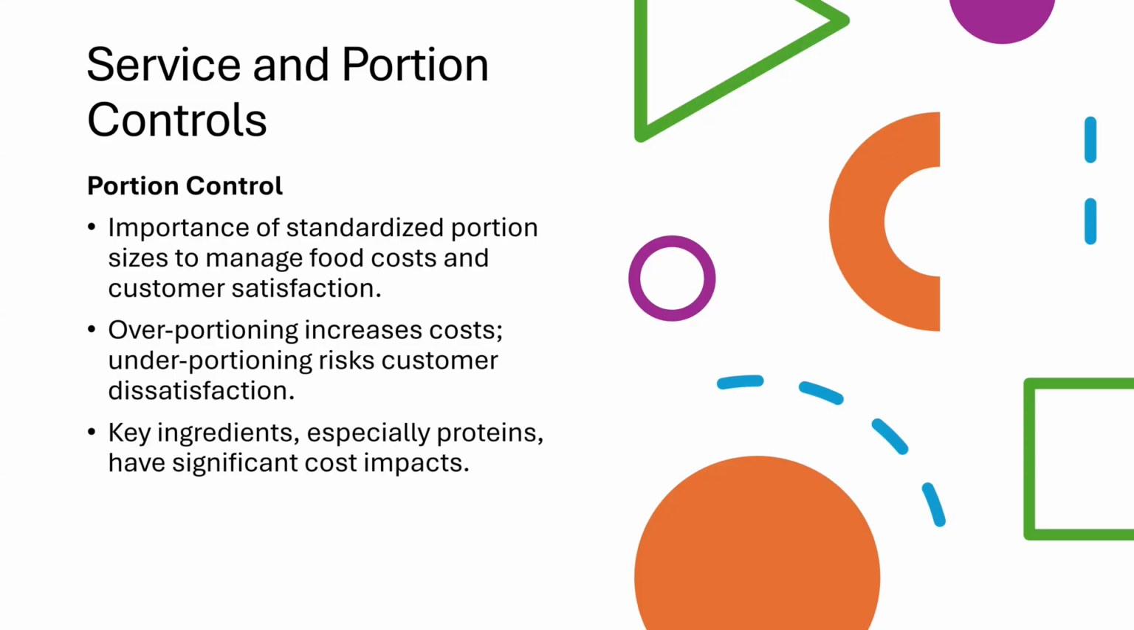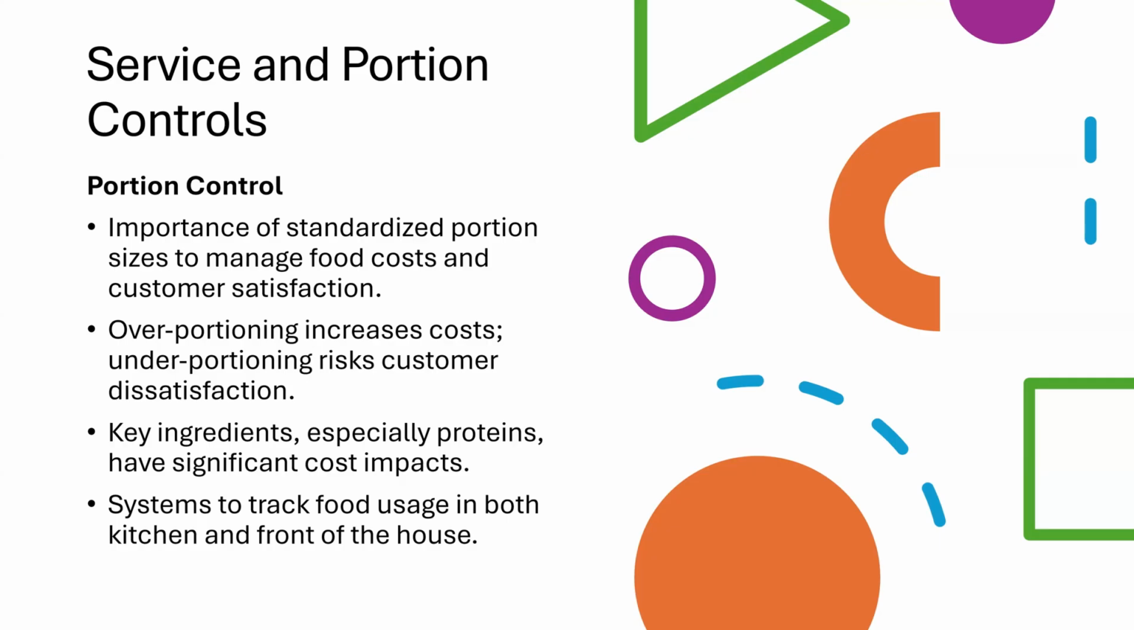And then key ingredients, especially the proteins, have significant cost impact. So make sure that we're aware of that. And then systems to track food usage in both the kitchen and front of the house. As I've said, your point of sale systems usually keep track of this, but you may have some manual operations still in play here.